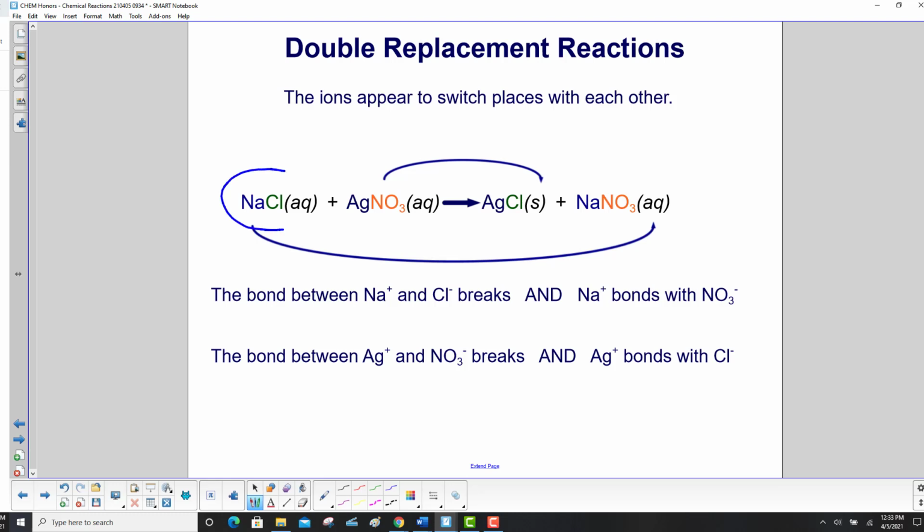The bond between the sodium and chlorine ions breaks, and sodium now bonds with the nitrate. So this broke, and you now have sodium nitrate. The bond between the silver and nitrate ions breaks, and the silver bonds with the chlorine ion right here.